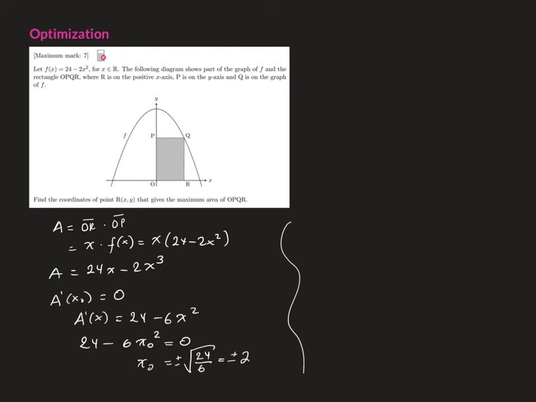Now, because the rectangle OPQR would be exactly the same one if I take the negative coordinate, I'm just going to choose the positive coordinate. So having x sub 0 equal to 2, I can now determine the y coordinate of the point R. And since R is on the x-axis, then its y coordinate should be 0. So my final answer would be the coordinates of R are (2, 0).